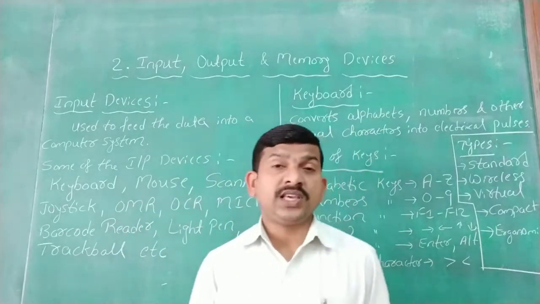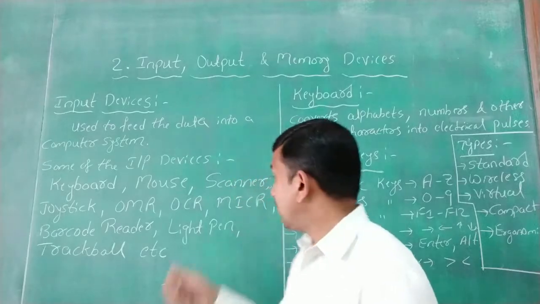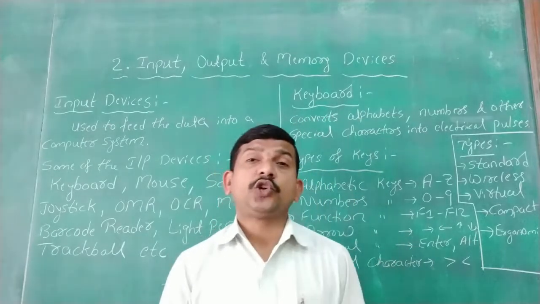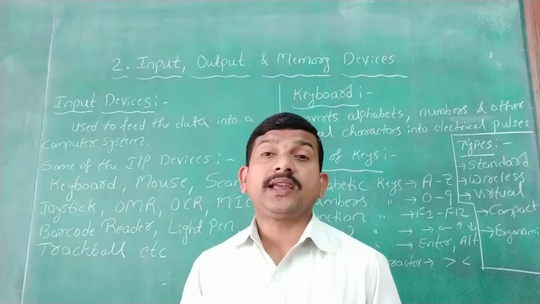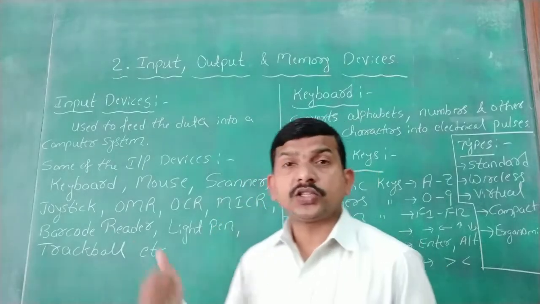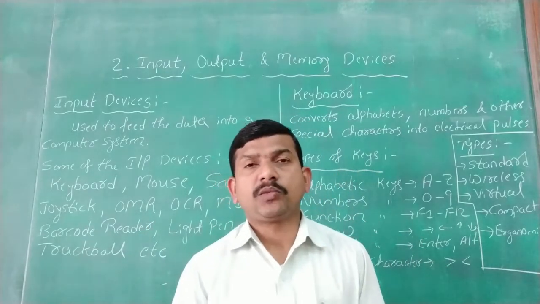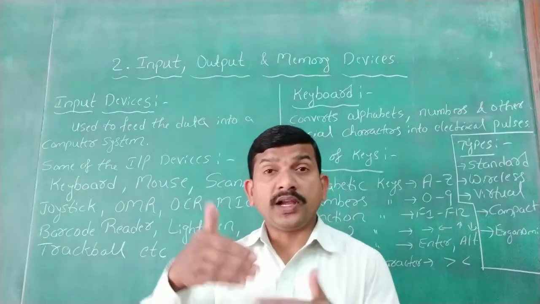Then similarly OCR, character reader, then MICR, it is also one of the input devices. It is called magnetic ink character reader. It is normally used in banks, for reading checks.